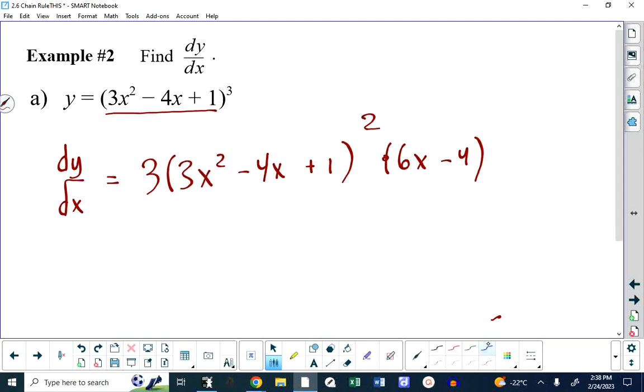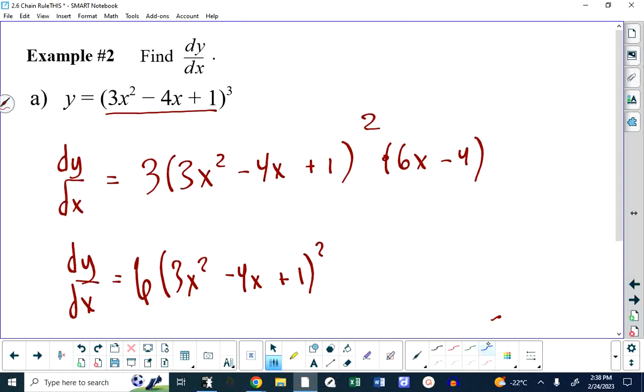Yeah? Okay. Can we factor anything? Well, there's a common factor of 2 in the 6x minus 4. So I can factor that out and marry that 2 that I factor out with the 3 that's in front and just write 6 times (3x squared minus 4x plus 1) squared, and then we took a 2 out of this, which means it's 3x minus 2. And that's the derivative.